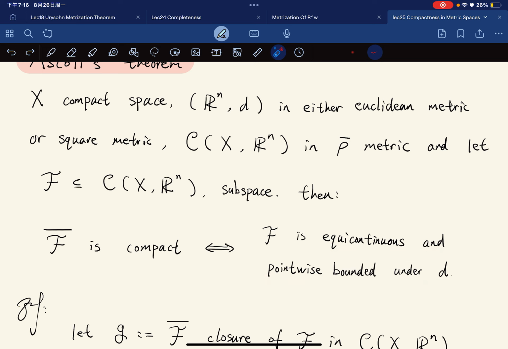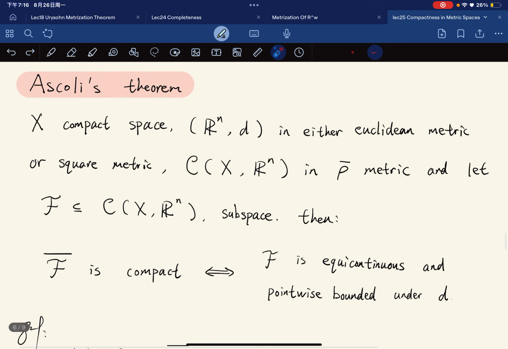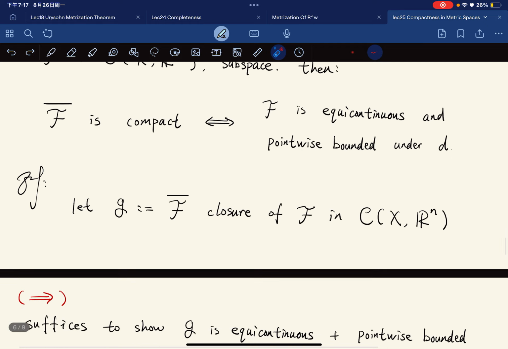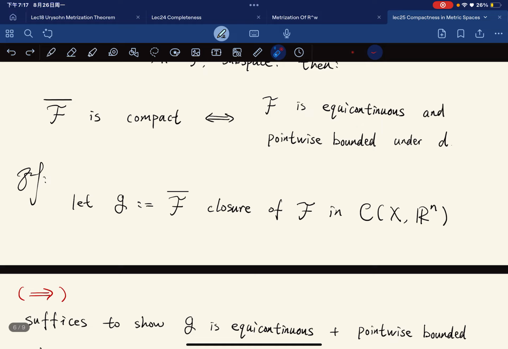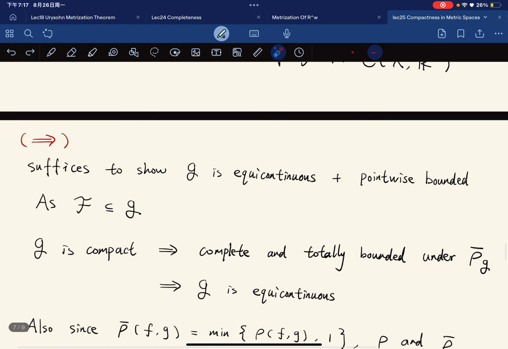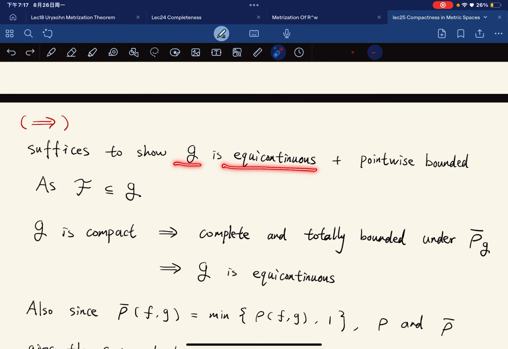Okay. So we have this equivalence. This is Ascoli's theorem: the closure is compact if and only if it's equicontinuous and pointwise bounded under D. So we first let G denote the closure of F throughout. Now, for this direction, it suffices to show that G is equicontinuous and pointwise bounded, because F is a subcollection of G, so this is automatically true.